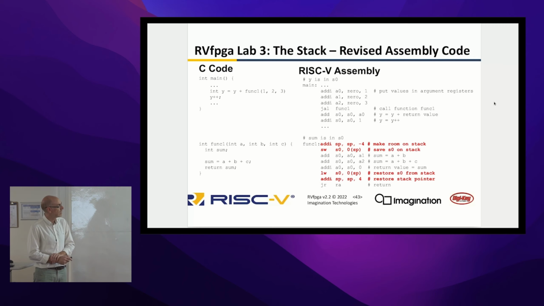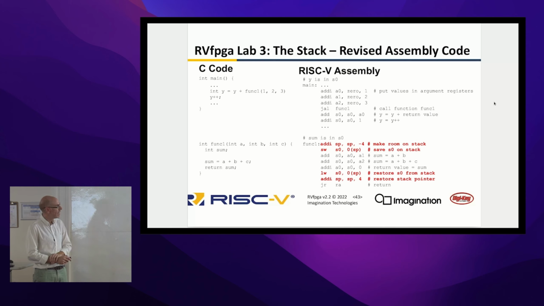So this is the example that we include. It's a very simple function. It's a main function which invokes a function that just computes the addition of 3 numbers. This is in C, and this is in RISC-V assembly.